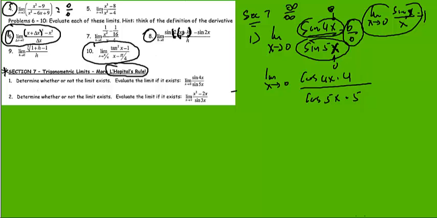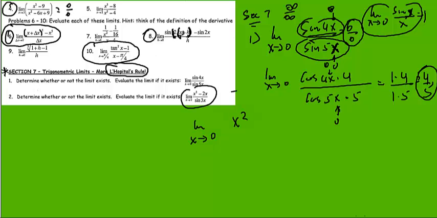Once I take a derivative, I'm going to plug in again. When I plug in 0, cosine of 0 is 1, so 1 times 4 is 4. And when I plug in 0 there, I get 1 times 5 is 5. That's 4 over 5, and that's done using L'Hopital's rule.